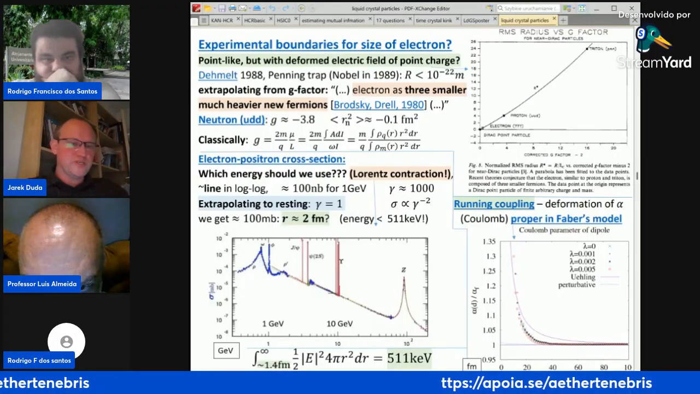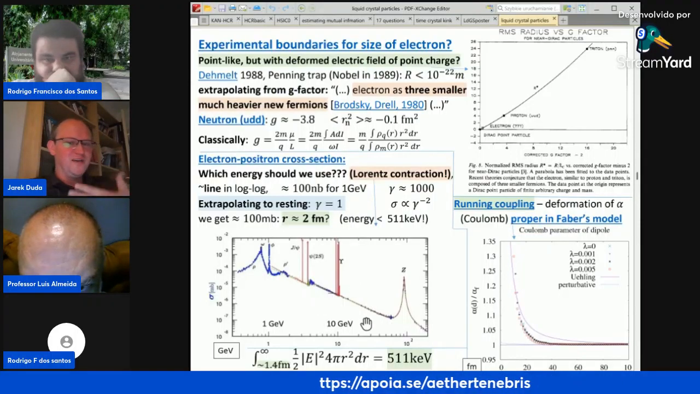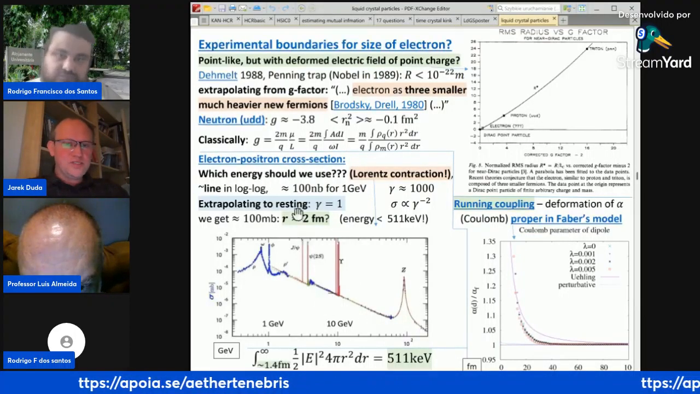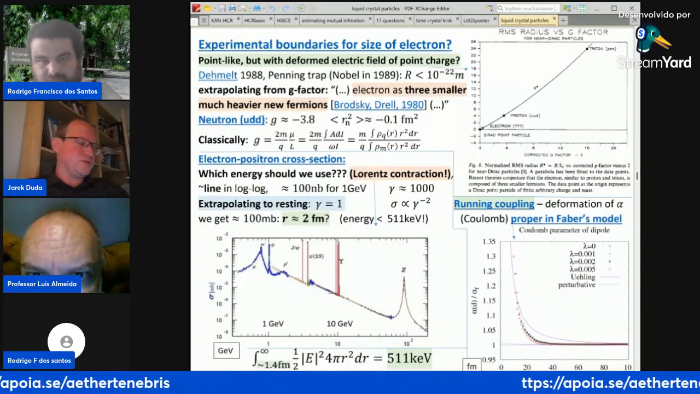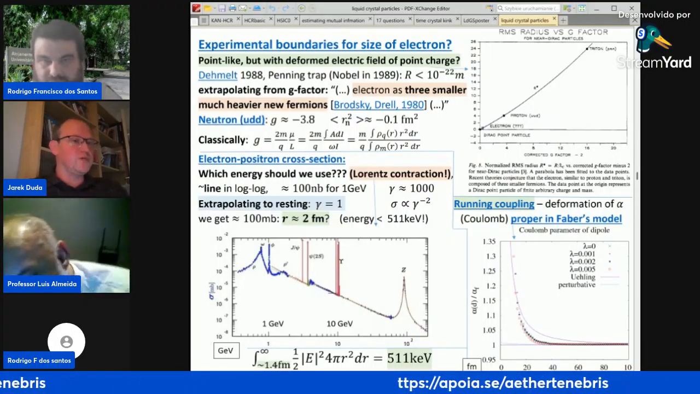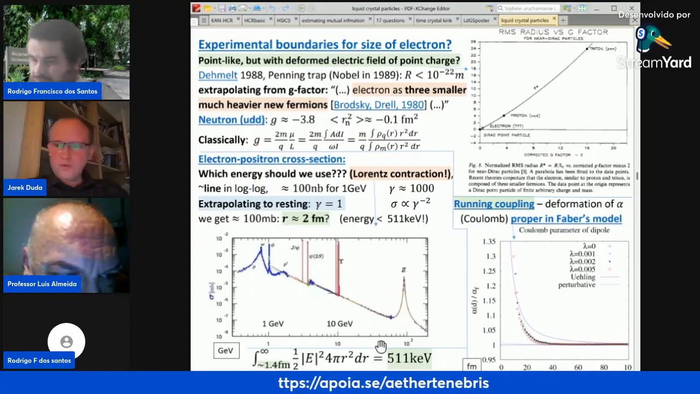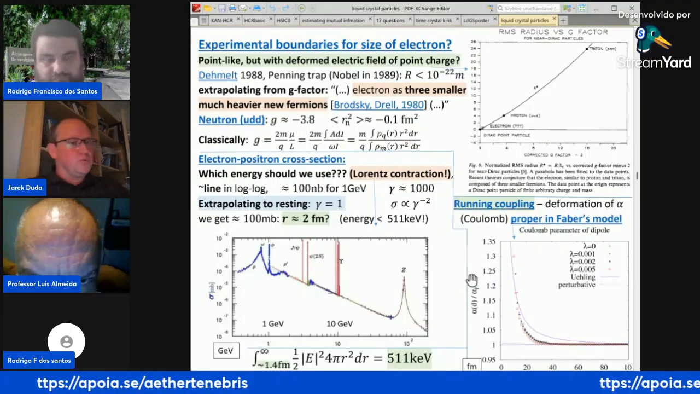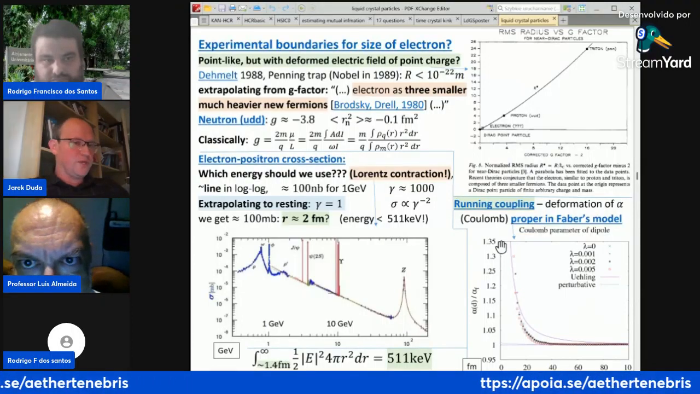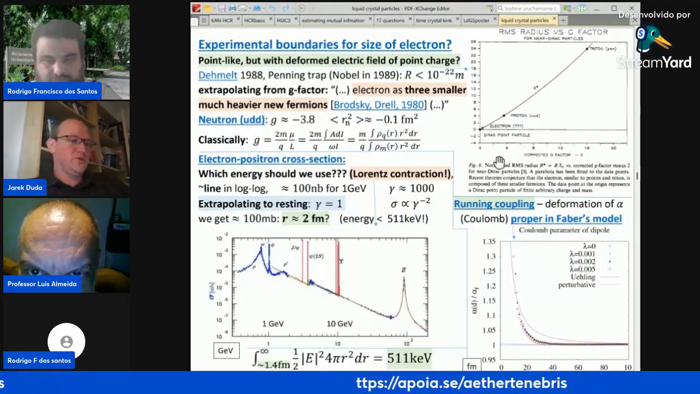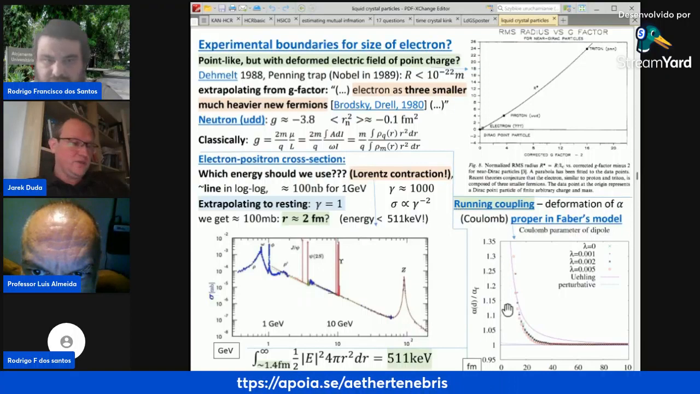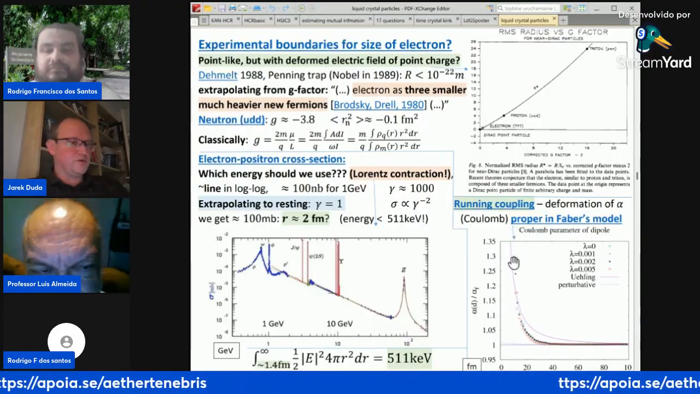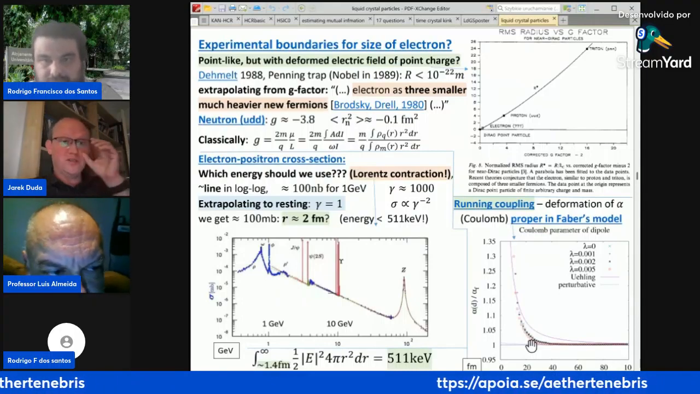We need to do this extrapolation because we are not interested in the size of a high-energy electron, but of a resting electron. If we do it, we get a similar distance to that required for the deformation not to exceed the mass of the electron from its electric field alone. And additionally, there is this running coupling: perfect point charges would not have this deformation of Coulomb interaction, but the real electron has. And indeed, if we include this deformation, we also get the deformation in the Coulomb interaction, the running coupling.